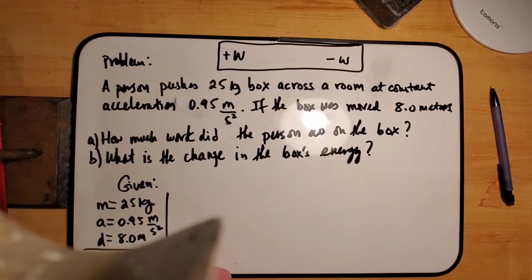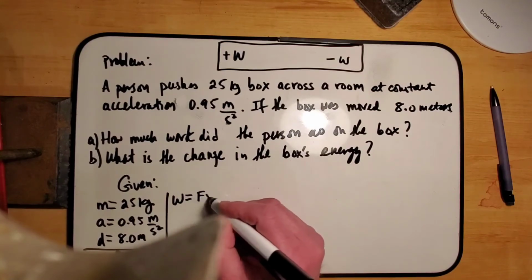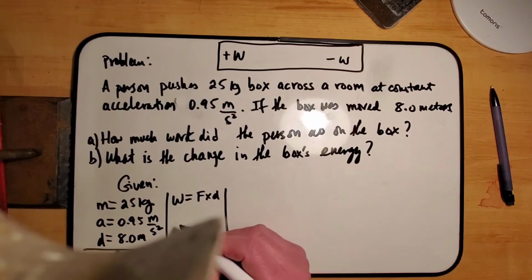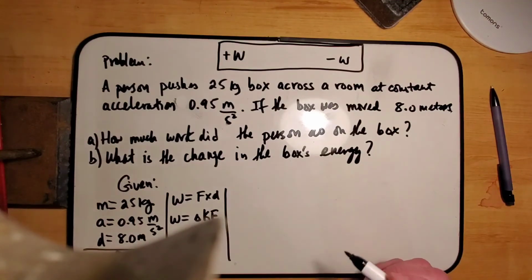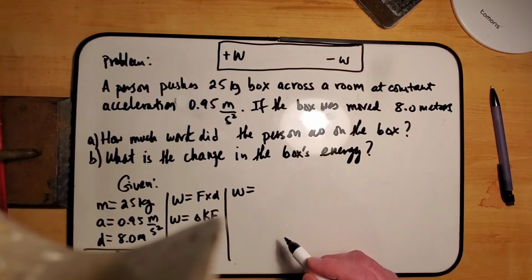Now I'm going to find out how much work was done on the box, and also the change in kinetic energy, because there is an initial and final state. What formulas am I going to use? Work is equal to F times d. That's one formula. Once we figure out the work done on the object, it is nothing else than the change in kinetic energy, because the object was in motion. Here is the solution, and we know that the force is equal to mass times acceleration.